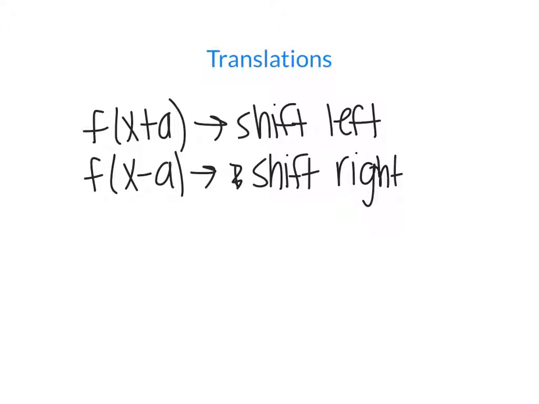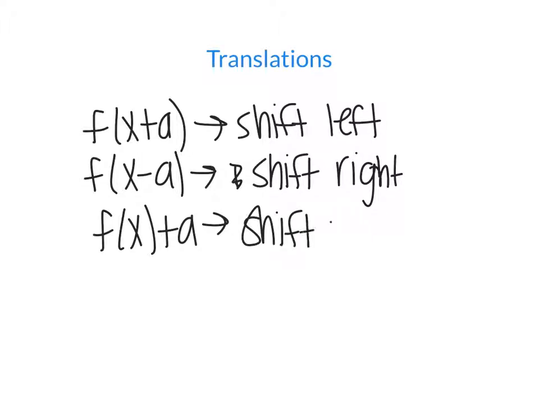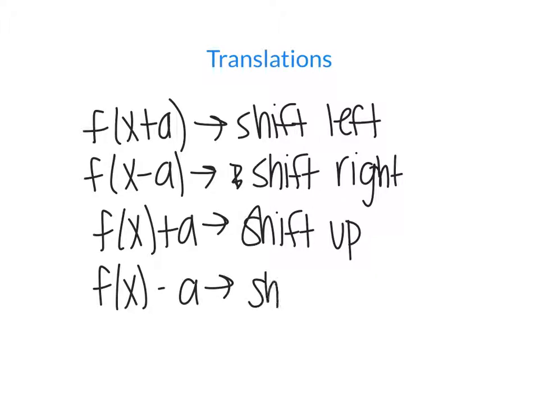And then if you want to do a vertical shift, that would happen on the outside. That means you're really adding or subtracting the number to y. So this would be a shift up. And if you have minus a on the outside, that would be a shift down. So again, horizontal shifts occur on the inside of the function. They happen with x, and the vertical shifts happen on the outside because they're being done to y.